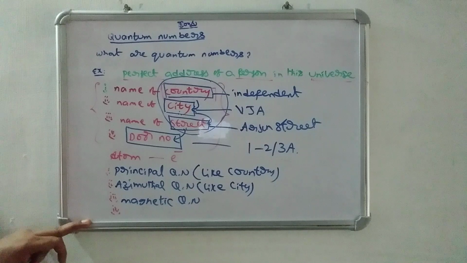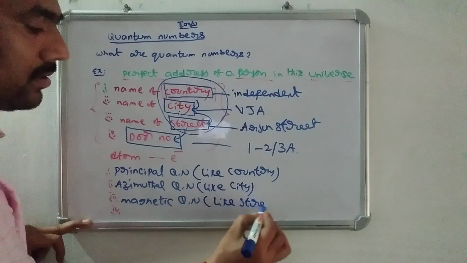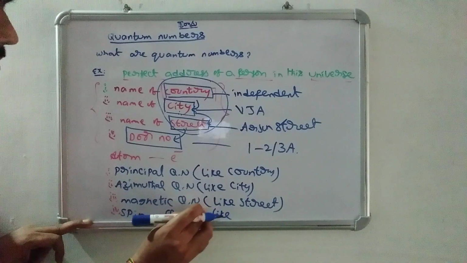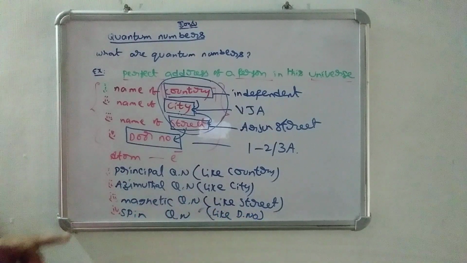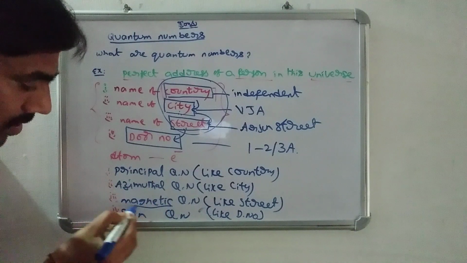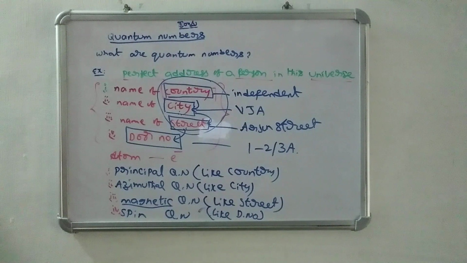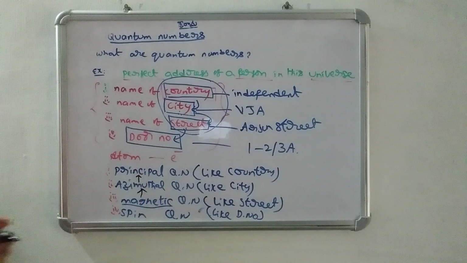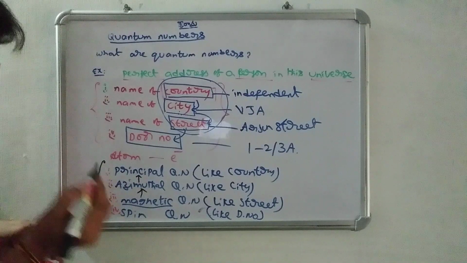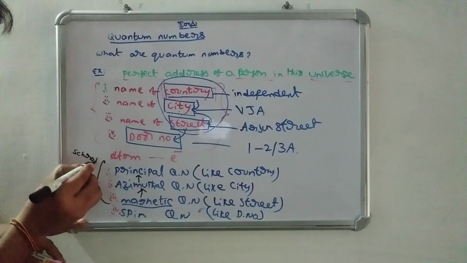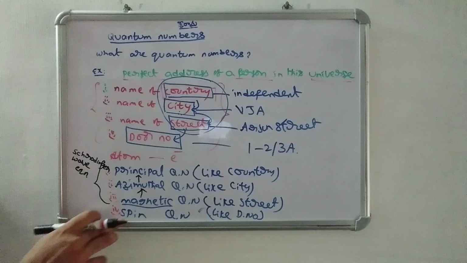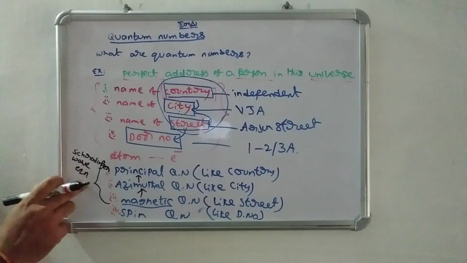The third one is magnetic quantum number, like street. The fourth one is spin quantum number, like a door number. Here magnetic quantum number depends on azimuthal quantum number. Azimuthal quantum number depends on principal quantum number. These three quantum numbers are obtained from the solutions of Schrödinger wave equation. The spin quantum number is not obtained from the solution of Schrödinger wave equation. Understood?